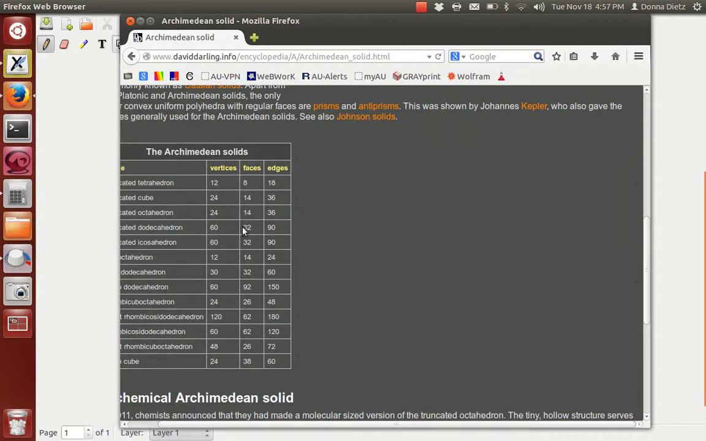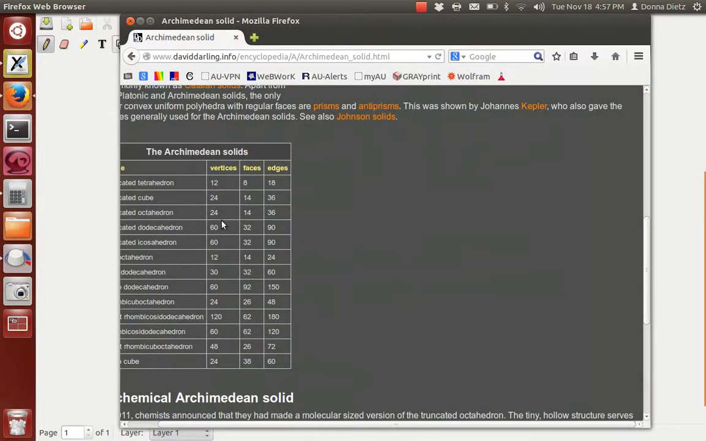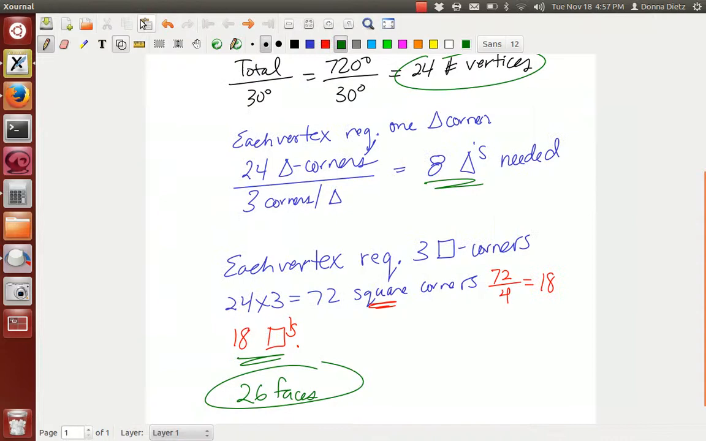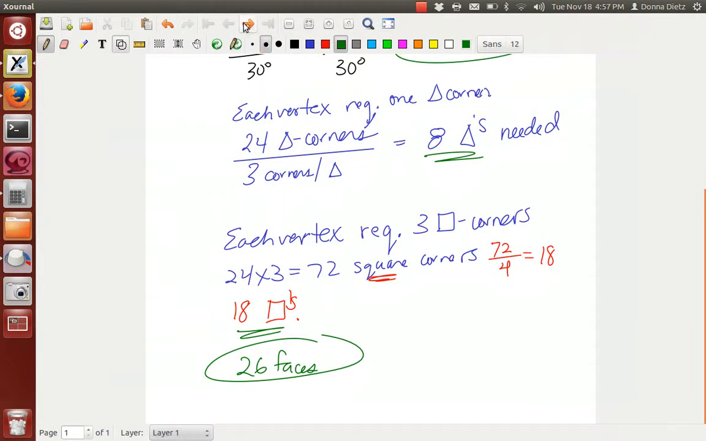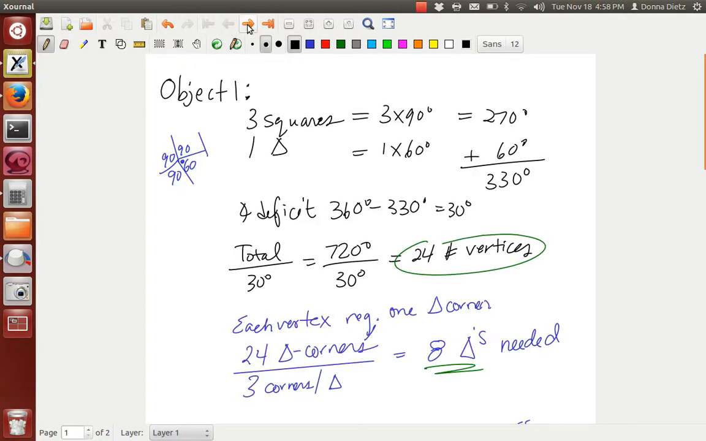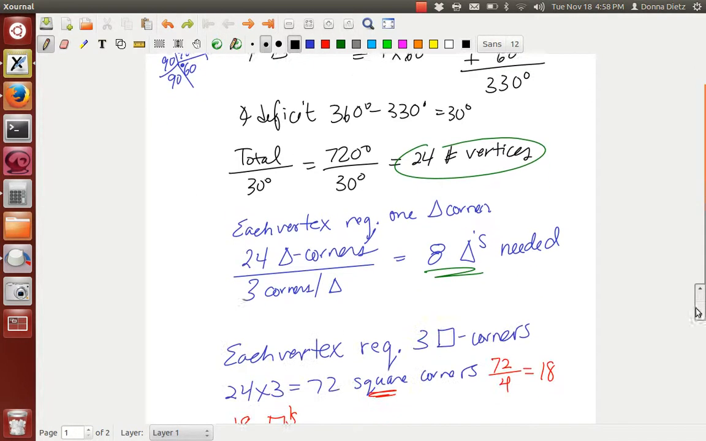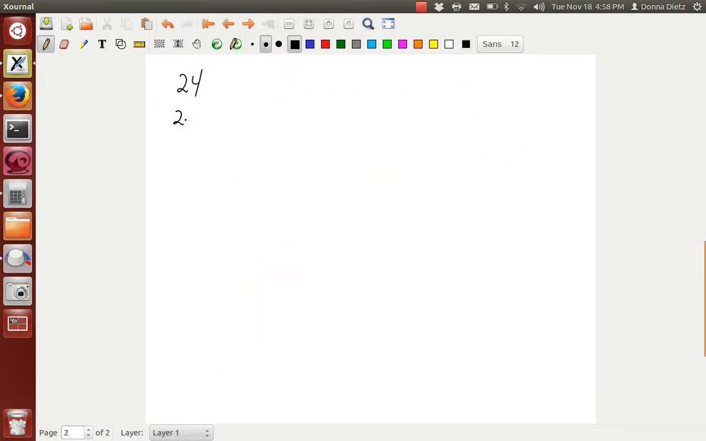We have something down here with, what was it again? We said we had 24 vertices and 26 faces. With 24 vertices and 26 faces, we should be looking at 48 edges. So let's see if we can confirm that. We're going to say 24 vertices, and 26 faces, and how many edges? Because you have to answer that for the homework.